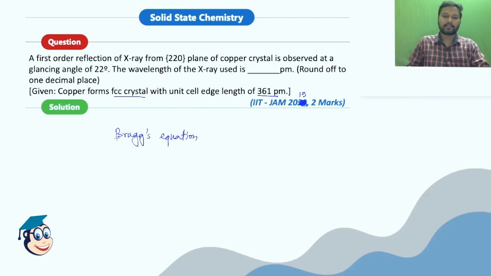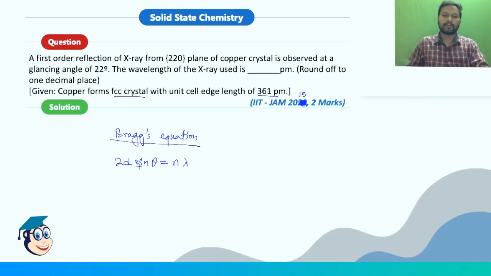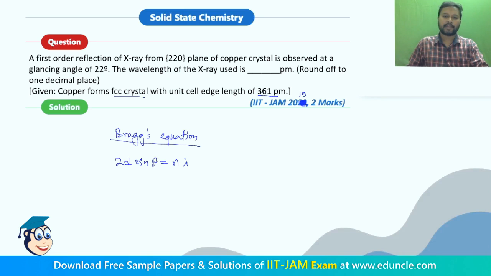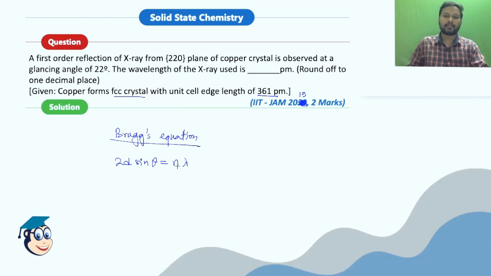What does this Bragg's equation tell you? It tells you that 2d sine theta is equal to n lambda. What are these terms? Your d is the interplanar distance, theta is the glancing angle, lambda is the wavelength which needs to be calculated in the particular question. So let's put the values and calculate it. We need to calculate lambda, right? And n is the order of reflection, which is given as first.